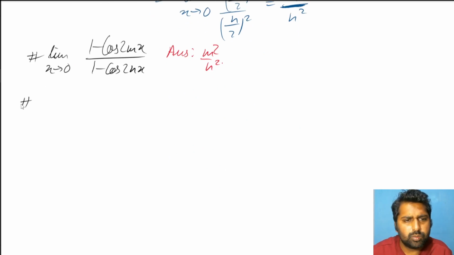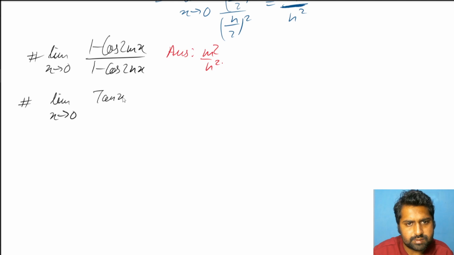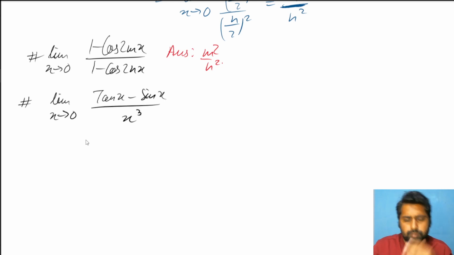Next, one variation and one very important type of question, limit x tends to 0. This time you have tan x minus sin x by x cube. The problem is that the identity is sin x by x, not sin x by x cube. So how will you solve that?